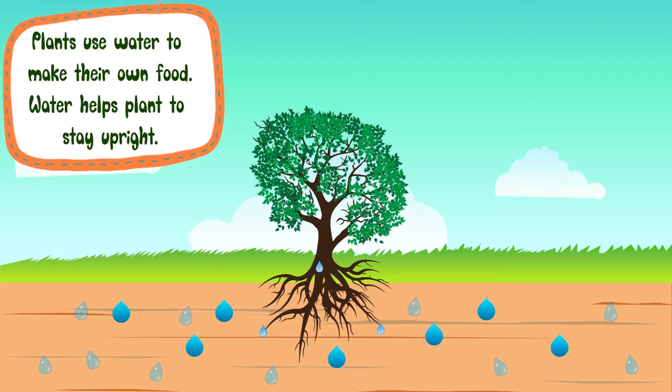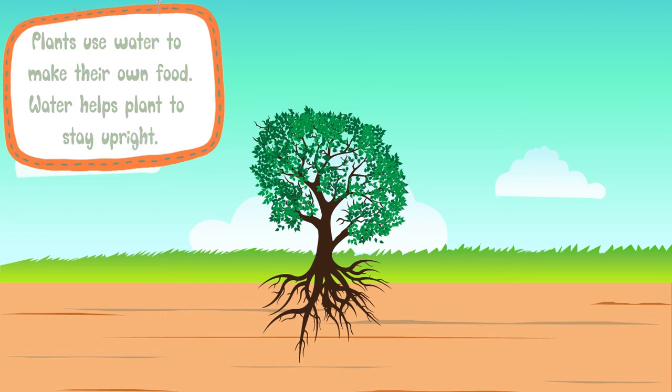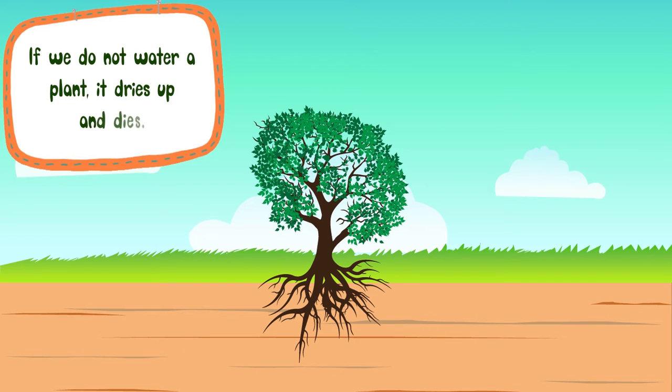Plants use water to make their food. Water helps plants to stay upright. If we do not water a plant, it dries up and dies.